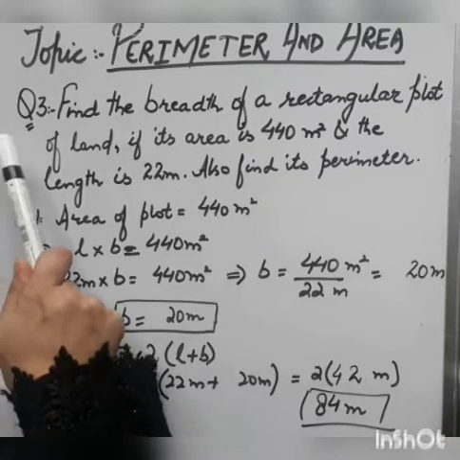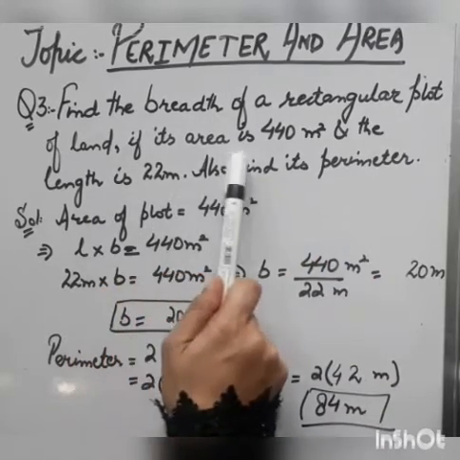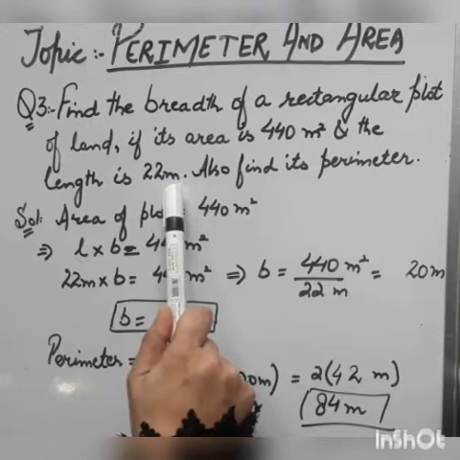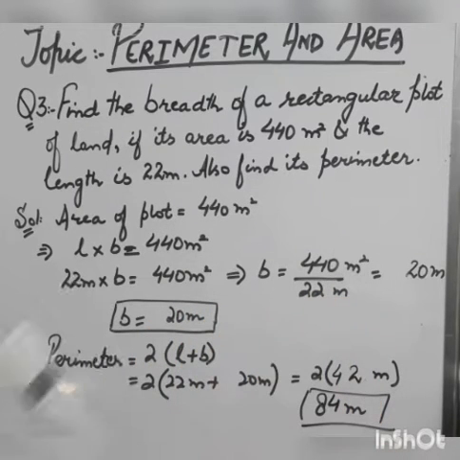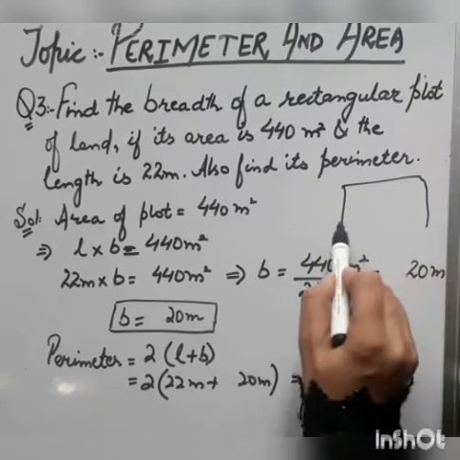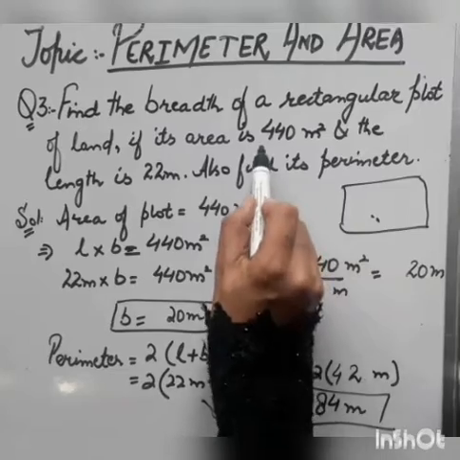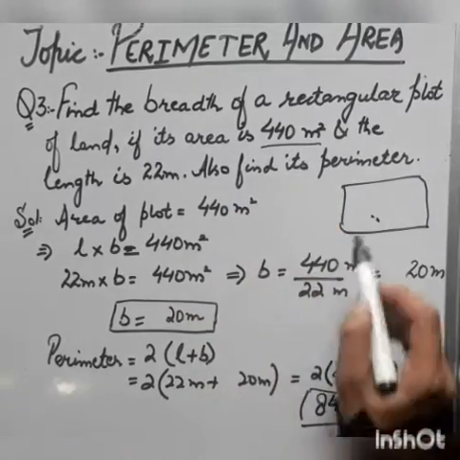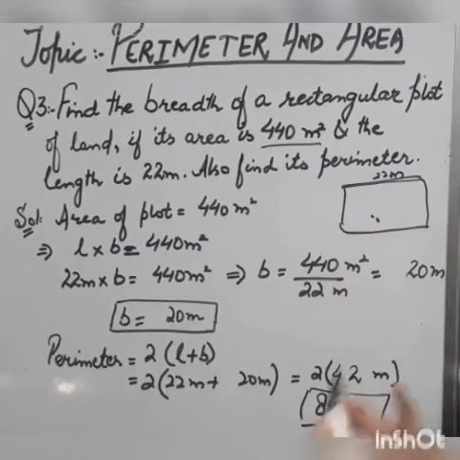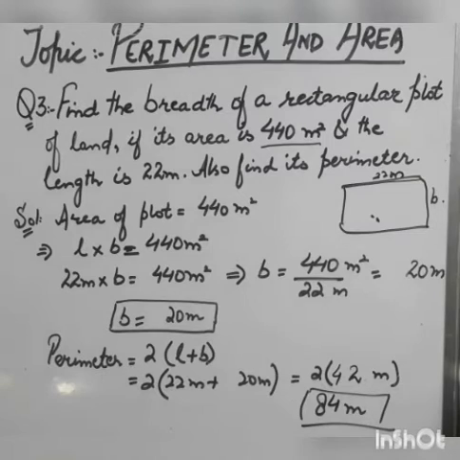So, question number 3 is, find the breadth of a rectangular plot of land if its area is 440 meter square and the length is 22 meter. Also find its perimeter. So, we have a rectangular plot. Say suppose this is a rectangular plot and the area of this rectangular plot is given as 440 meter square and length is 22 meters. Clear? We have to find this breadth and also we have to find the perimeter of this plot.